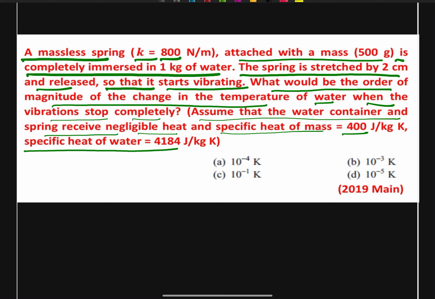So it is said that there is no heat received by the water container as well as the spring. So it means the heat generated by the vibration of the mass is completely transferred to the water. So we can use just the conservation law. First of all, we are going to find out the energy associated with the spring, and then we can find out the temperature change.